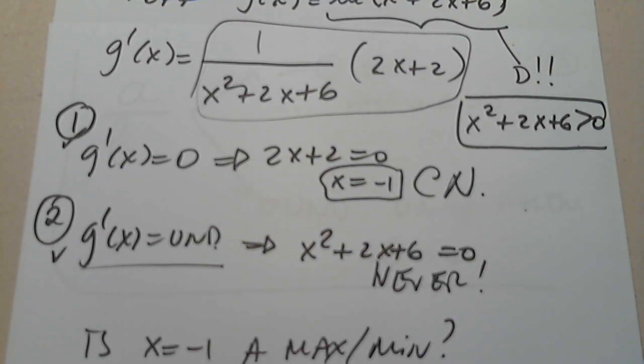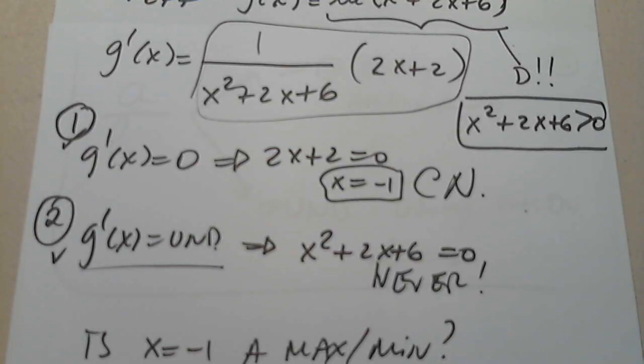Good. Is x2 a critical number? No. So this may be a critical number. I don't know the function. The way the function looks, it doesn't appear to be a critical number. But it could be a critical number, but the function at that point does not have a max or a min.